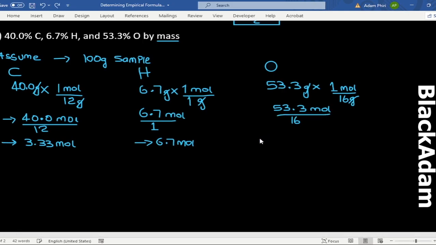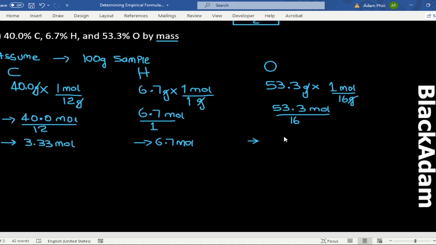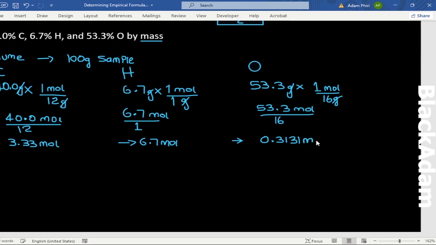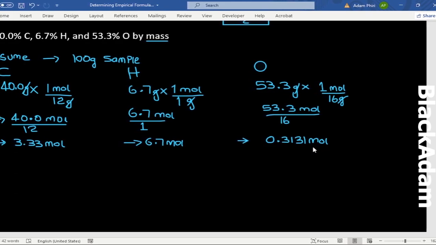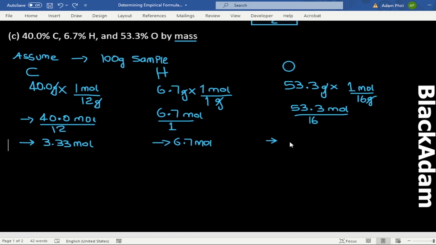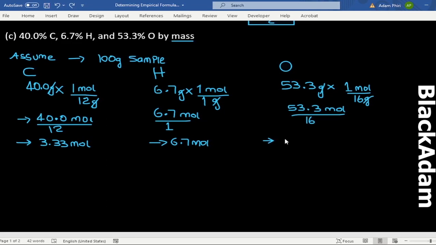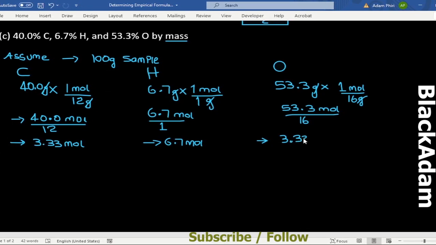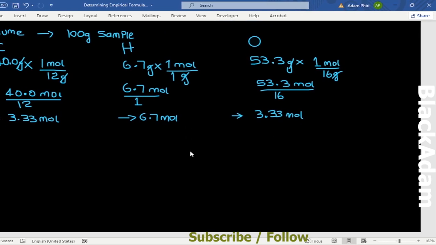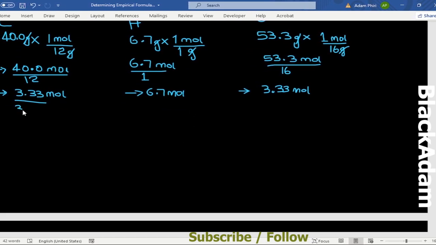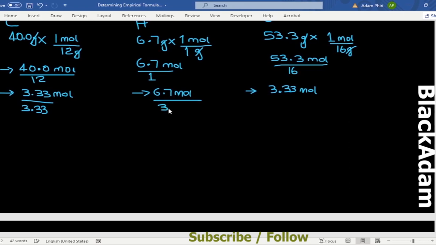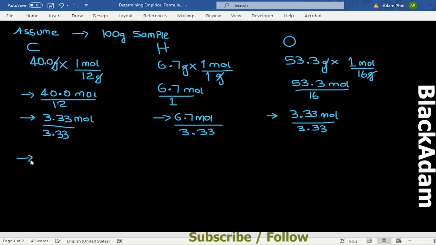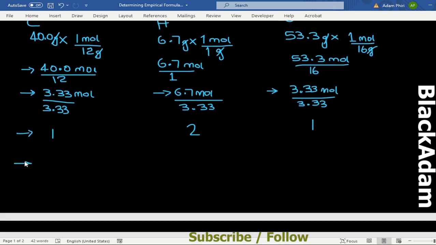And once again, we look at the smallest. So 53.3 divided by 16 gives us 3.33 moles. And then we divide by the smallest, which is 3.33, and that one also 3.33, and that 3.33, giving us a ratio of 1, 2, and 1.